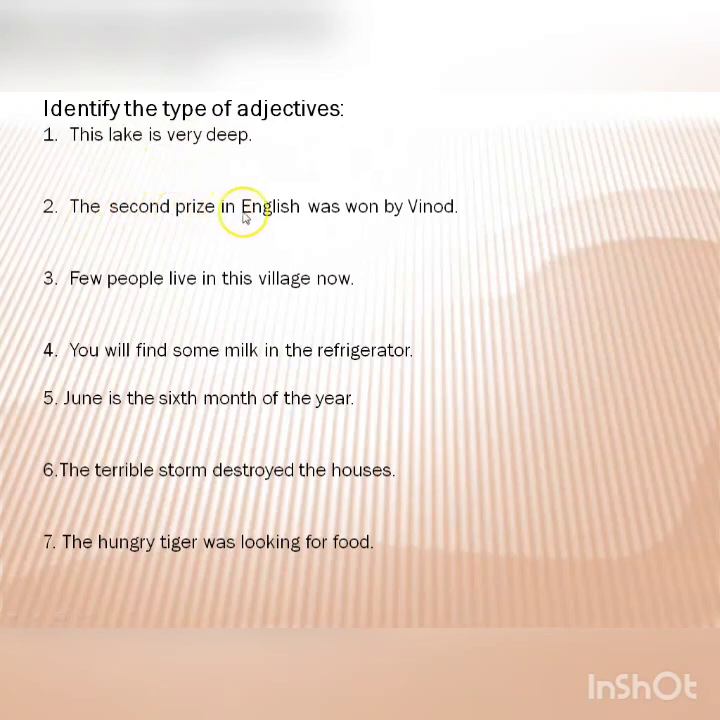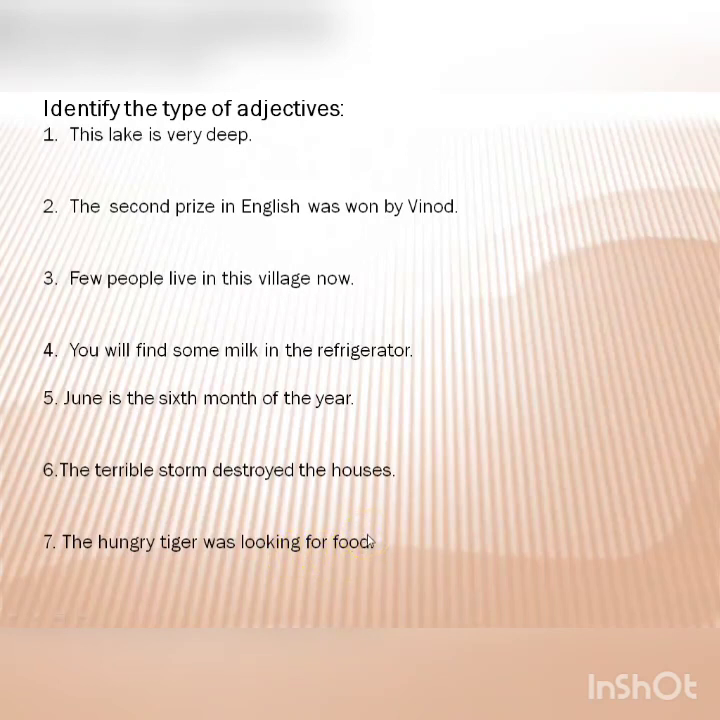Okay, this lake is very deep. The second prize in English was won by Vinod. Few people live in this village now. You will find some milk in the refrigerator. June is the 6th month of the year. The terrible storm destroyed the houses. The hungry tiger was looking for food. Do you want me to repeat the questions?